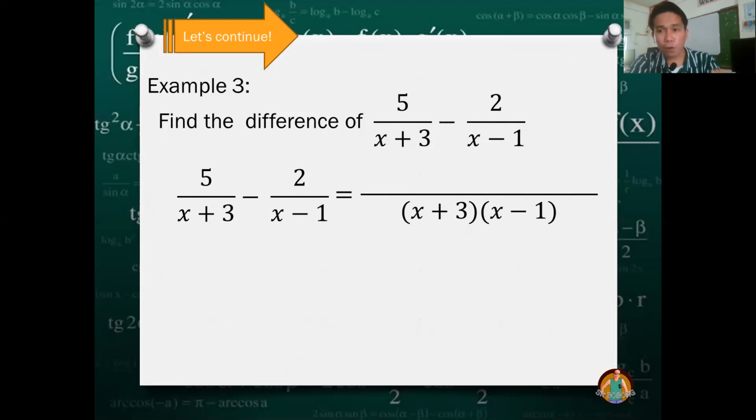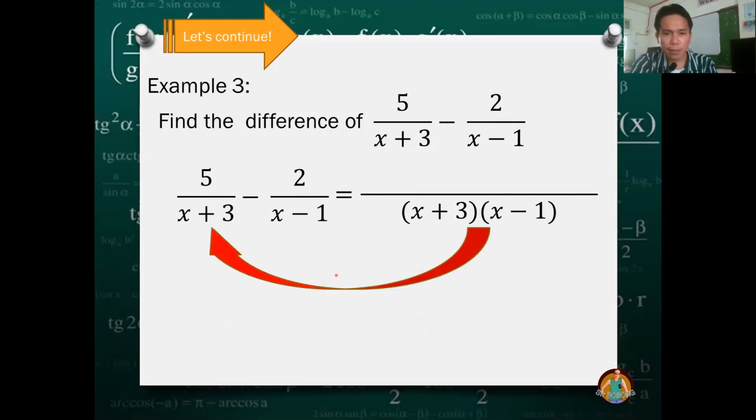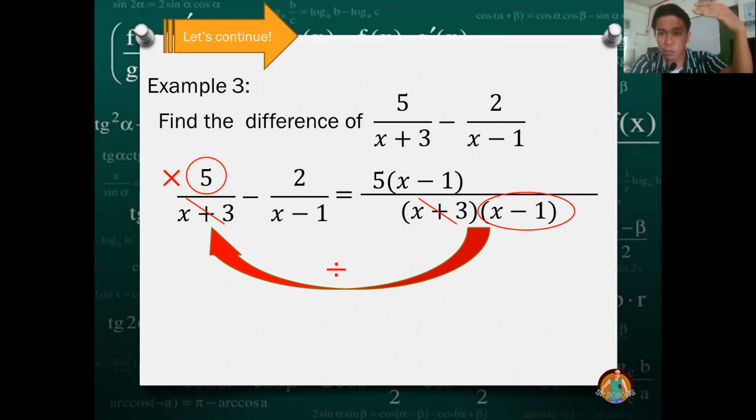Okay, so focus muna tayo sa 5 over x plus 3. Okay, we will divide. So cancel natin x plus 3 and x plus 3. So yung matitira na lang is x minus 1, and then we will multiply it to 5. That will give us 5 times x minus 1 sa numerator. Nakuha? Sige. Next.